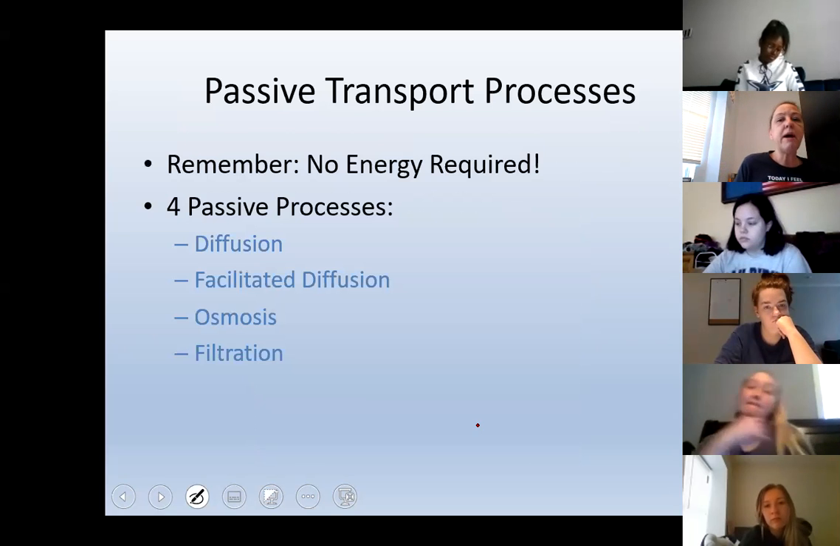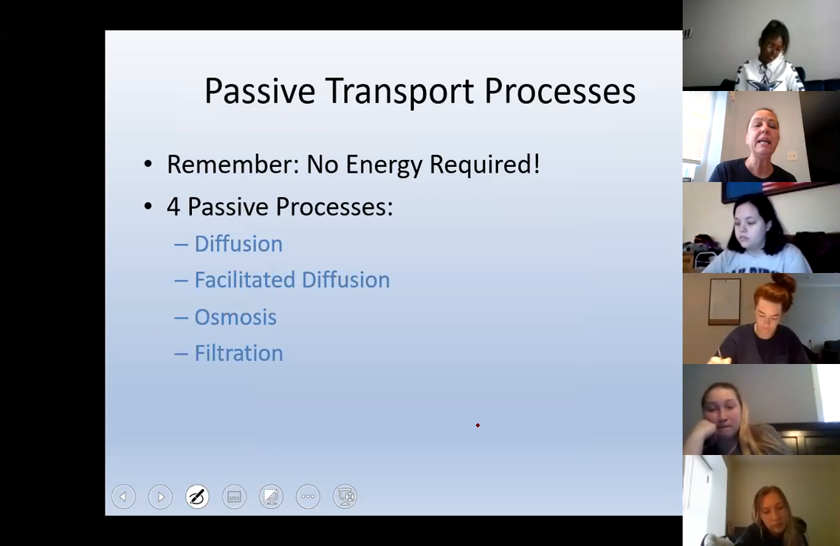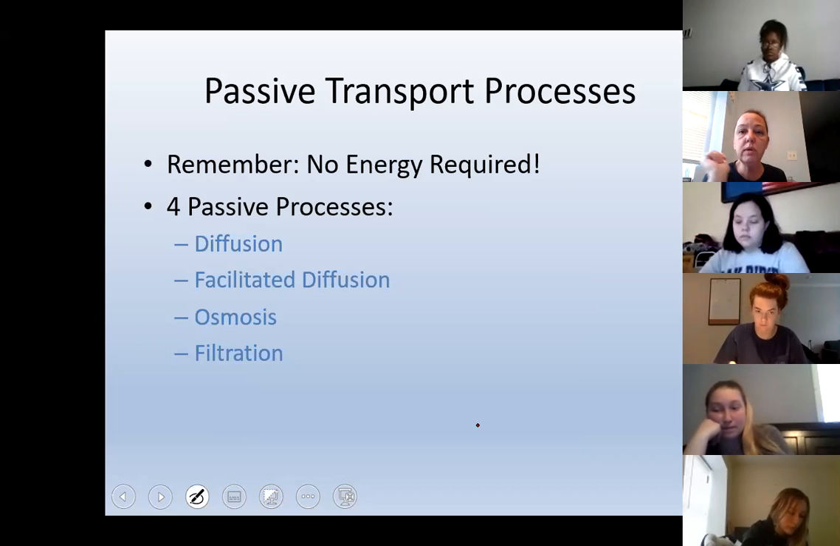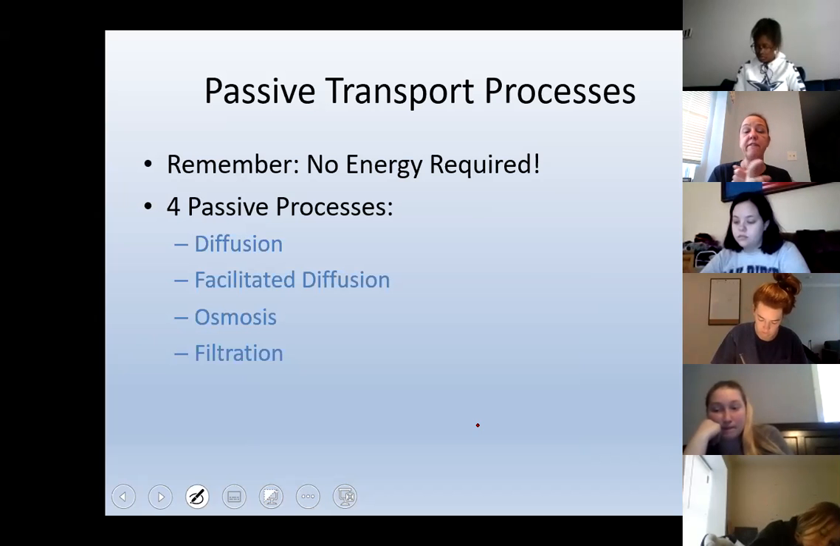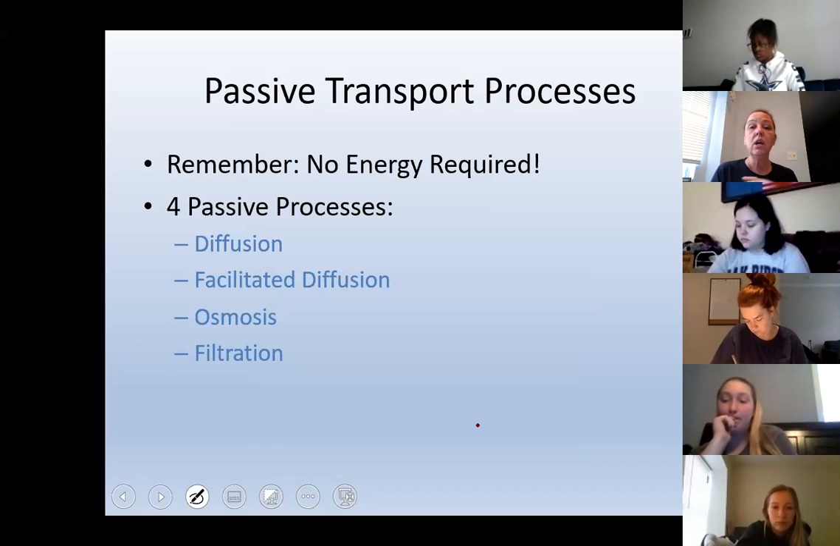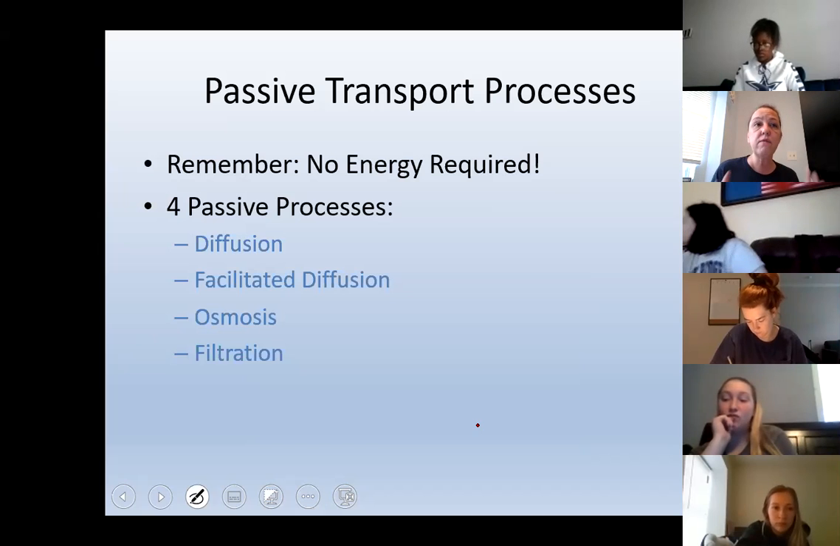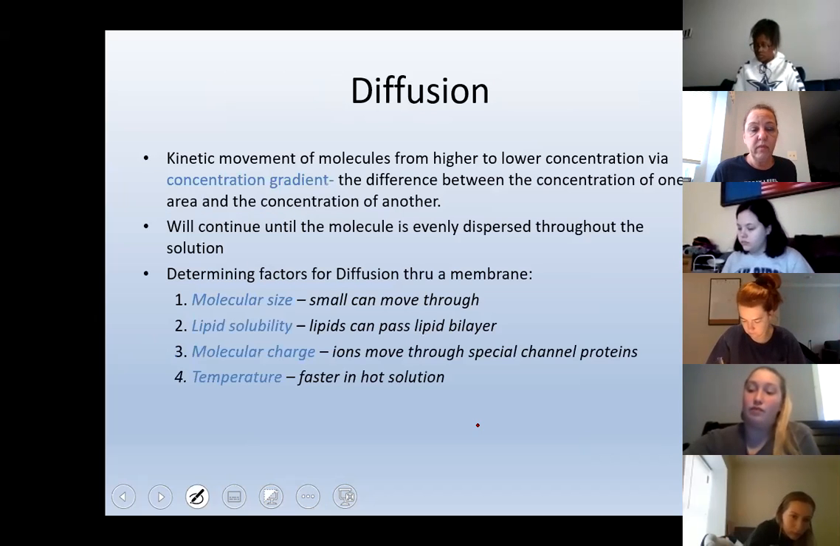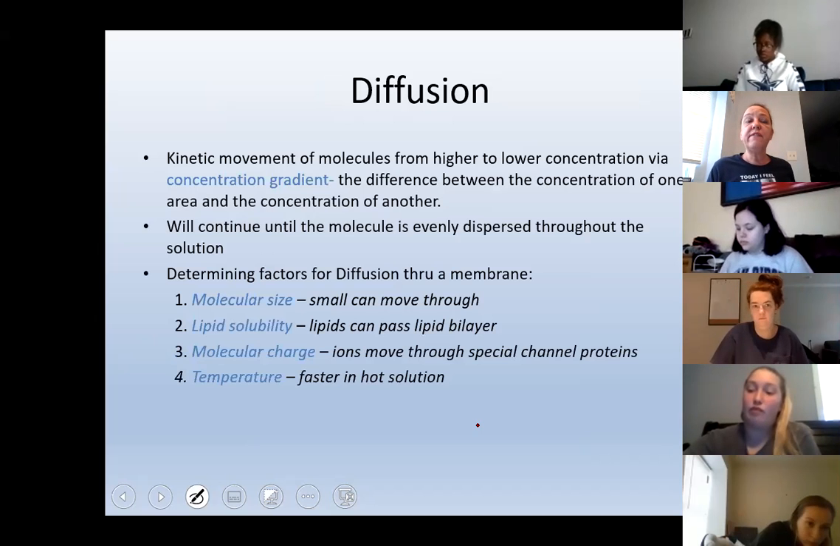All right, let's first talk about passive transport, meaning that there's no energy required for this at all. We have 4 different ways that we can transport stuff through a cell membrane. Diffusion, facilitated diffusion, osmosis, and filtration. So we're going to talk about all 4 of these processes and discuss a little bit about what's going on with each. So the first one is called diffusion.